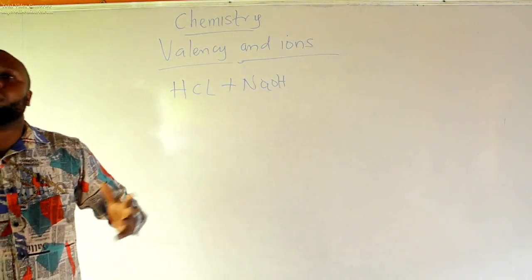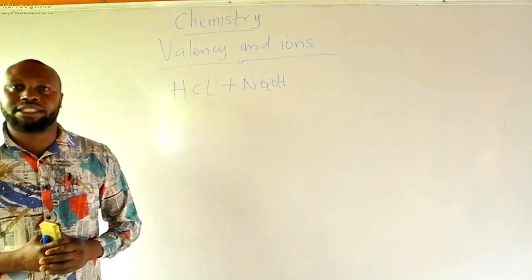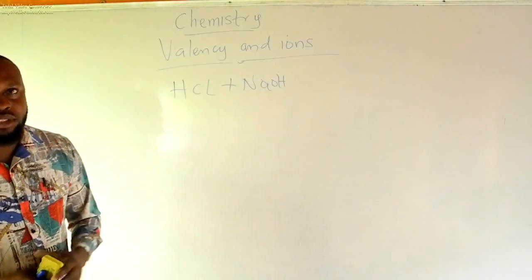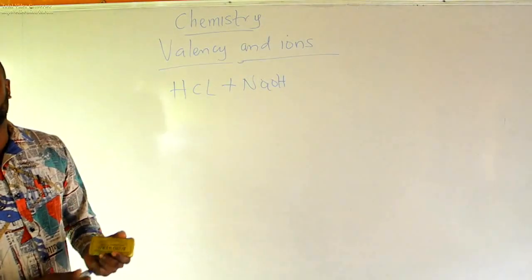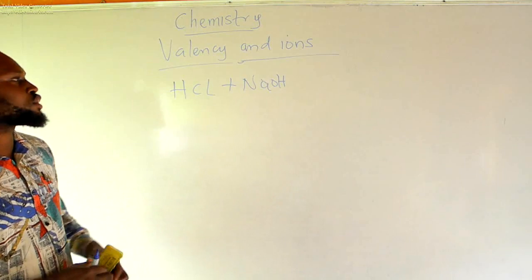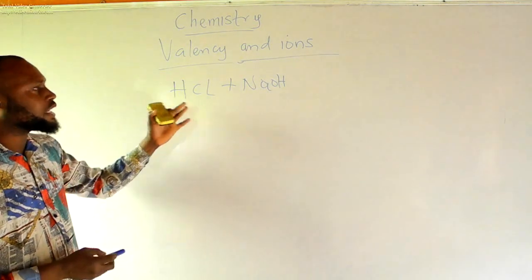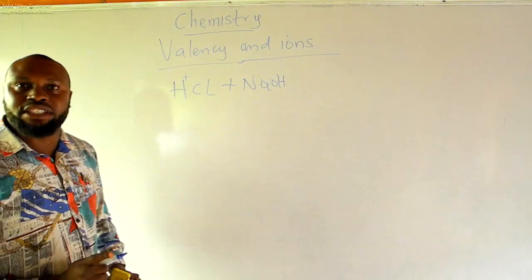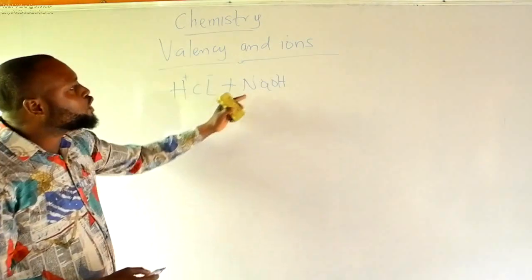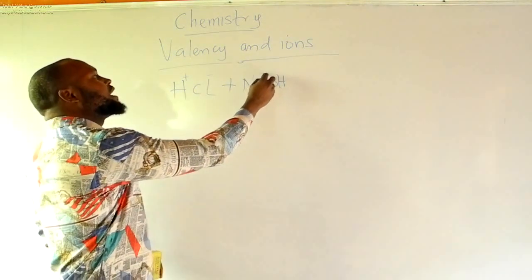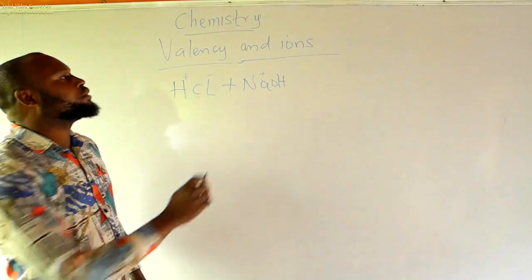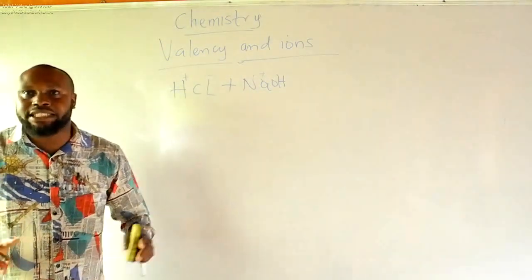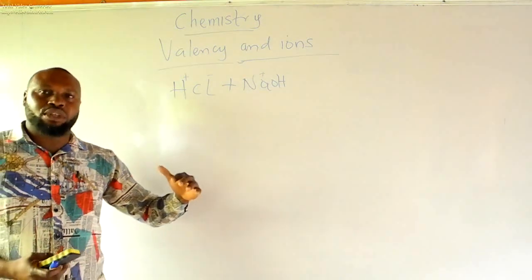Number one, we all know that unlike charges attract and like charges repel. That is true. The same thing applies to chemistry. If you look at this, we have the elements hydrogen and chlorine. Hydrogen is positively charged with +1, chlorine is negatively charged with -1, sodium is positively charged with +1, and the hydroxide ion is negatively charged with what? -1.